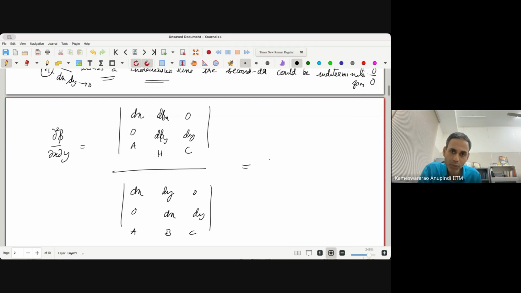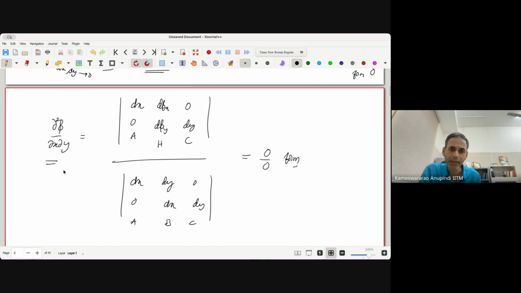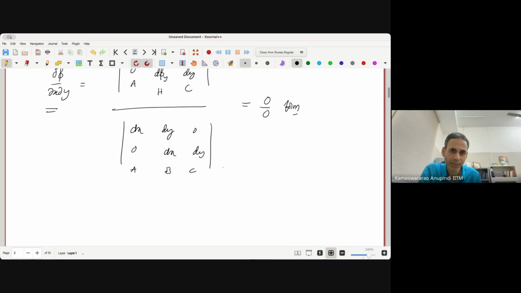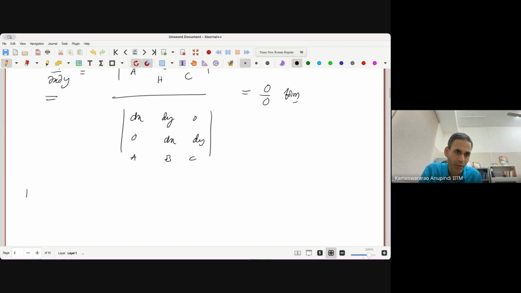Now we want to equate this to the 0 by 0 form, because the second derivative is going to be indeterminate. So let me first equate the denominator equal to 0. What we have is dx times, taking the determinant of this quantity, c times dx minus b times dy, minus dy times minus a times dy, plus 0, equals 0. Okay, that is what I obtained.